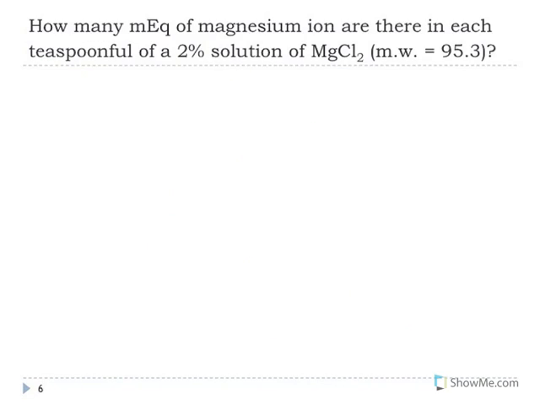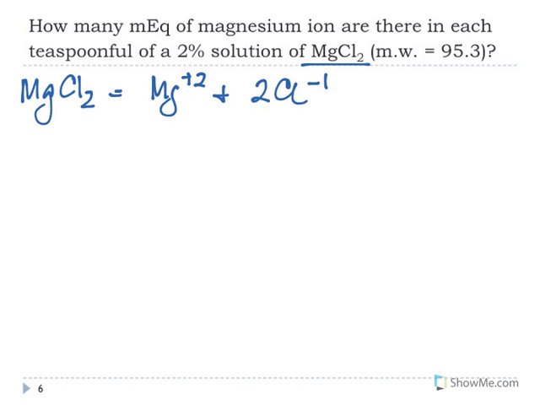confusion. So here we're being asked for milliequivalents of magnesium ion in each teaspoonful of a 2% solution of magnesium chloride. So again, let's figure out what's our valence of magnesium chloride. Well, magnesium chloride dissociates to 1 magnesium, which is a +2, plus 2 chlorides, which are -1. So that means our valence, 2 times -1 is a -2. We have a 1 times a +2, so our valence equals 2. So that's what we have to keep in mind.